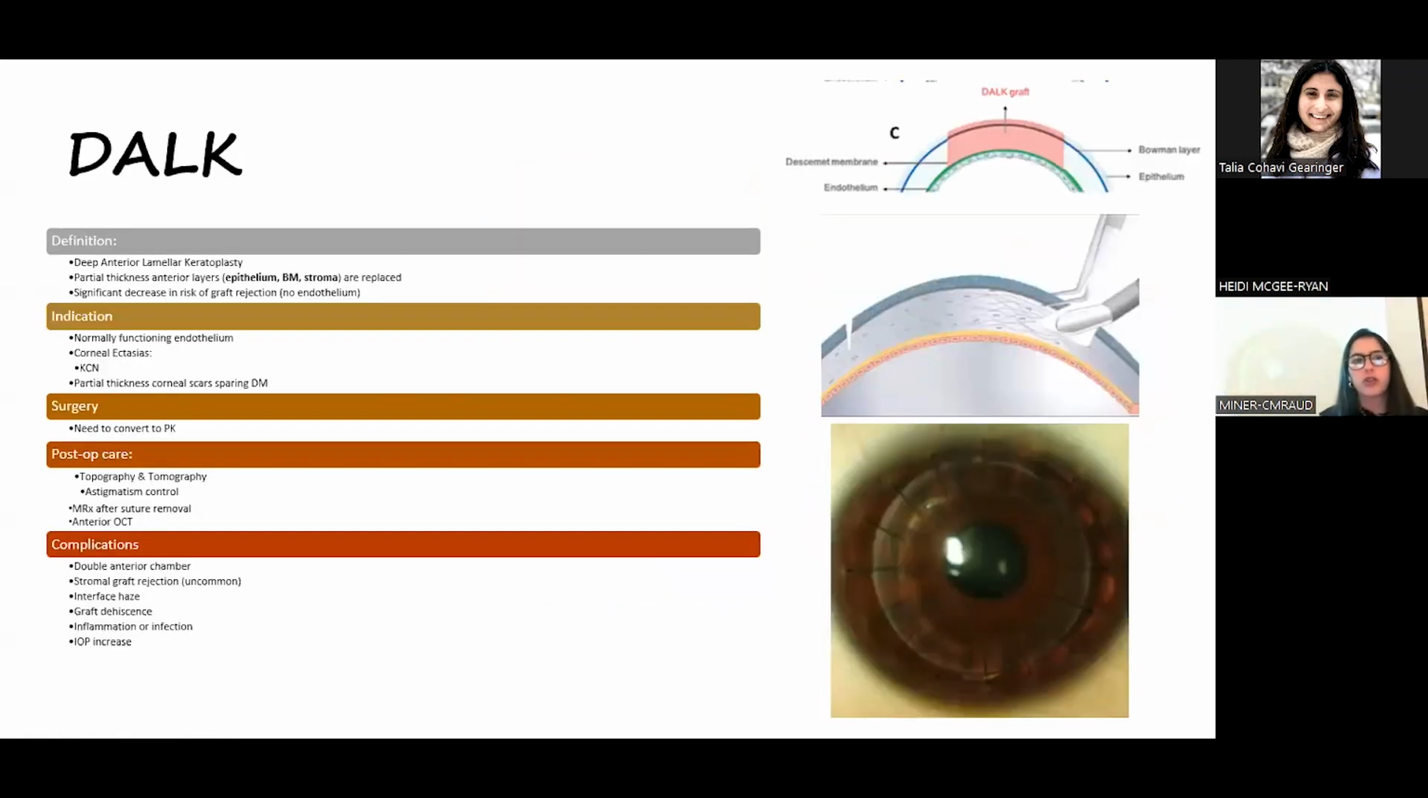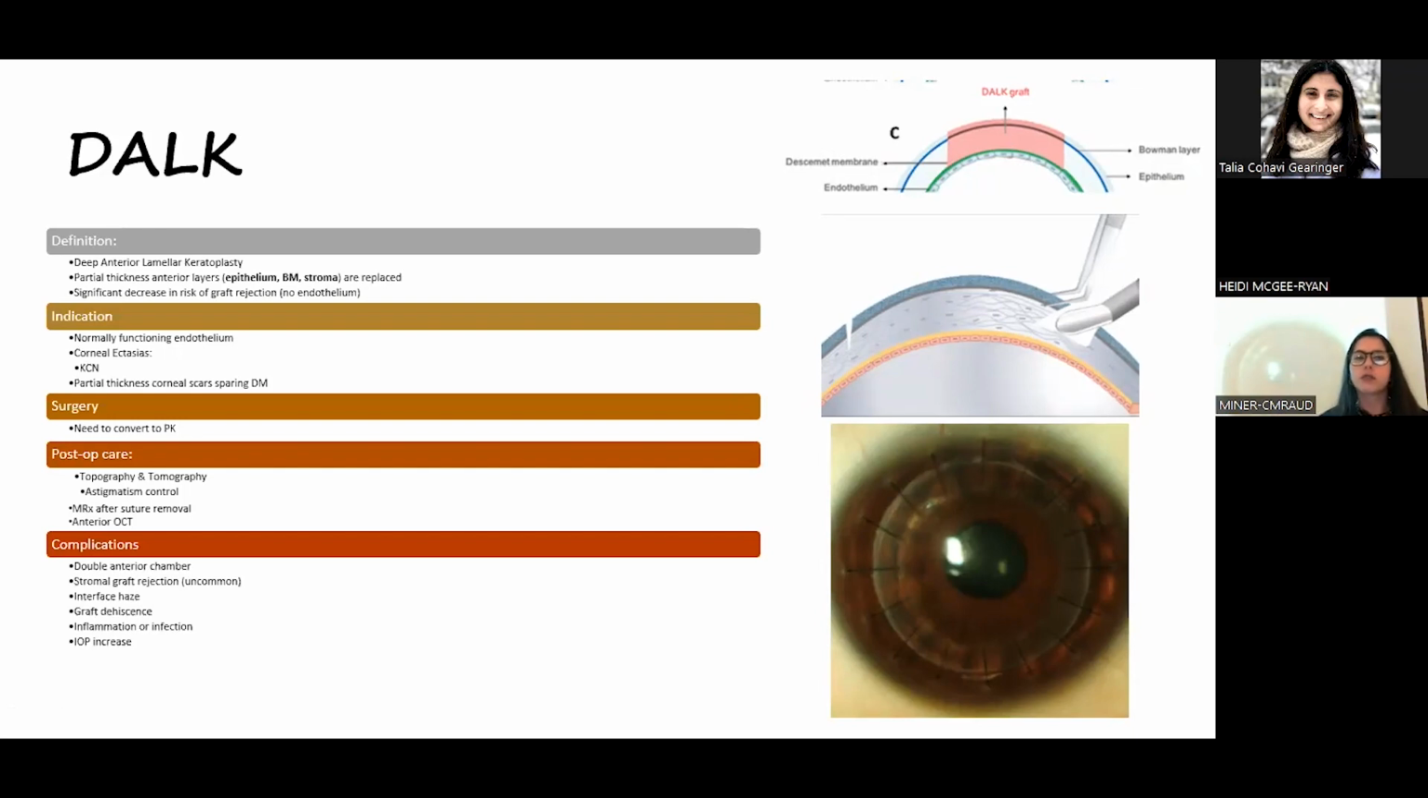So DALK. DALK stands for deep anterior lamellar keratoplasty. Anterior refers to those anterior layers of the cornea, meaning that if you look here in the upper right, you see in pink just those anterior layers, and we leave behind those inner layers of the cornea of the patient. So it's a partial thickness corneal transplant, but just of those anterior layers.